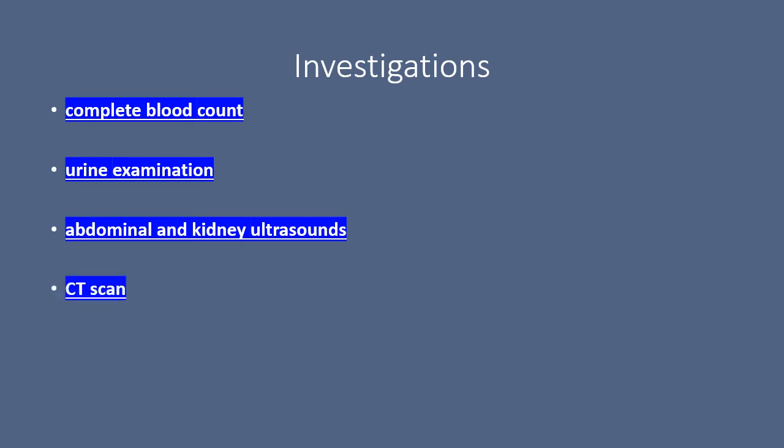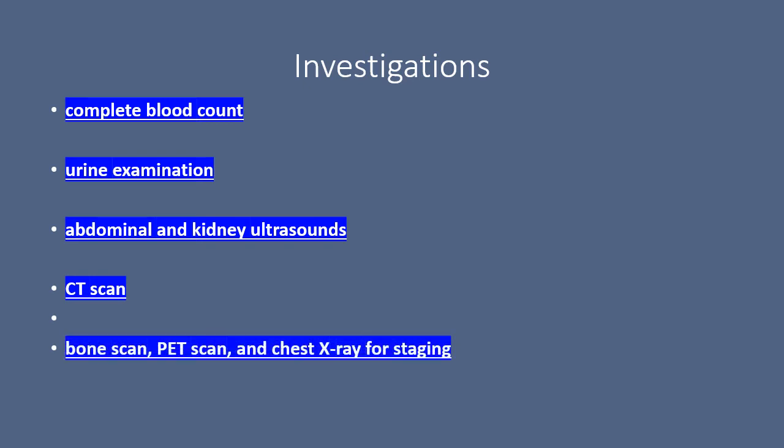If necessary, this will be followed by a CT scan to get detailed information of any mass lesion, any presence of stone, or presence of distortion of the kidney. If there is a tumor, it can also be used for staging of the cancer itself. Bone scan, PET scan, and chest X-rays are all used for staging if it's a cancer that is seen.